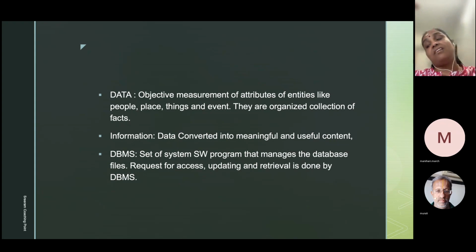And DBMS is a very, very important topic, because I see a lot of questions based on this. It is a set of system software programs. You need to know this. They are not application software, they are system software, because they extend the processing capability. And usually requests for access, updating and retrieval are handled by the DBMS. Now DBMS is what? We are just storing a group of data or information inside the computer, which is going to aid us in our operations and extends our processing capability.